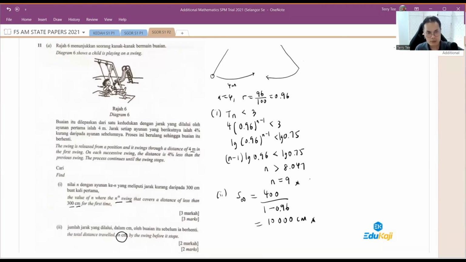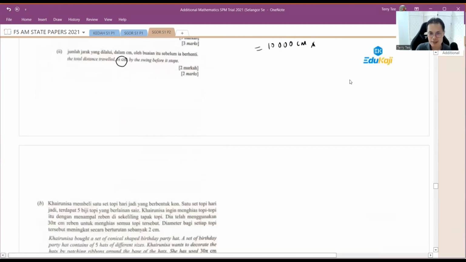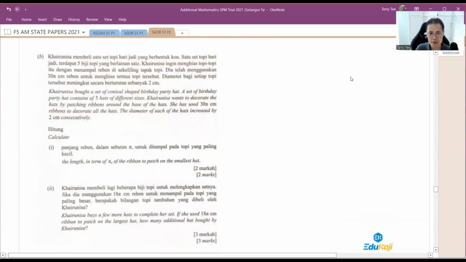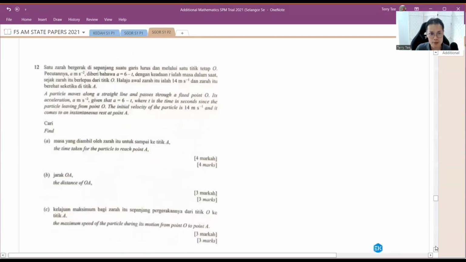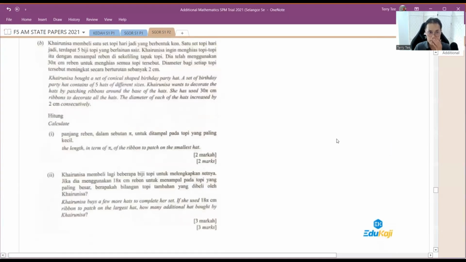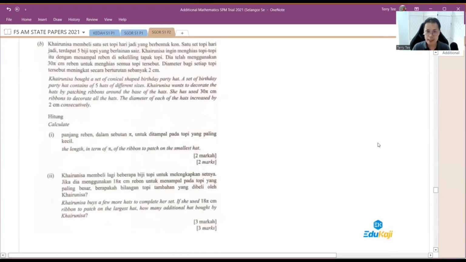Okay, well, the second part. Yeah, this paper has 2 progression questions in one paper. Normally within the same paper, paper 2, they only test 1 time, but this is twice, 2 progression questions. Okay, so let's continue with this. Part B. Part A is a geometric progression. Part B, this is an arithmetic progression.